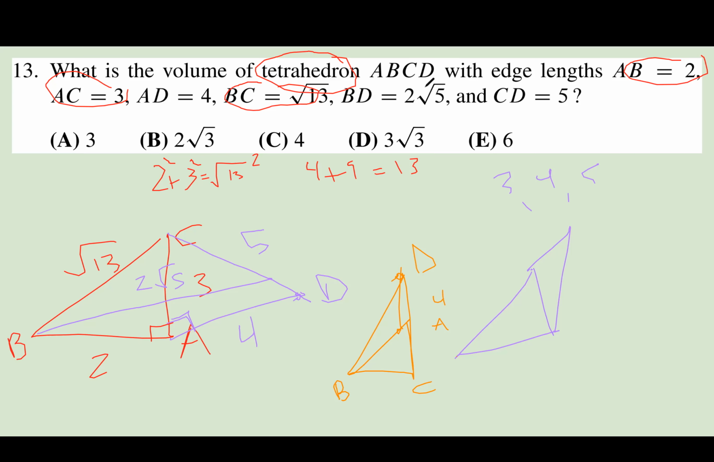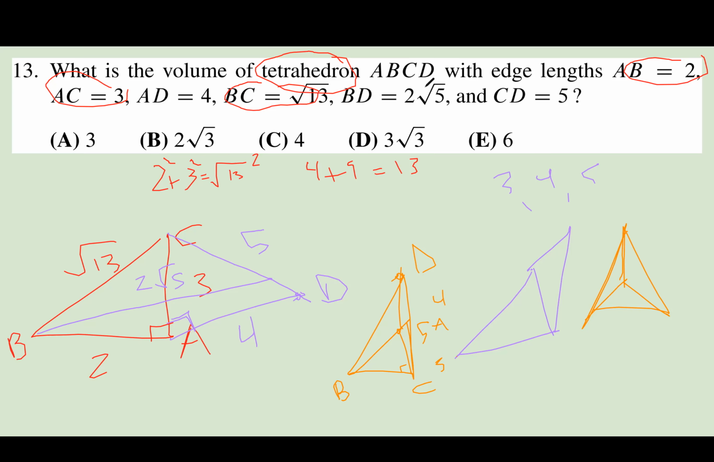DC is 5. But AC is 3. So that's 3, 4, 5. Right. Yeah, okay. So I had drawn it right over there. I don't exactly know how to draw this in a way that's reasonable.